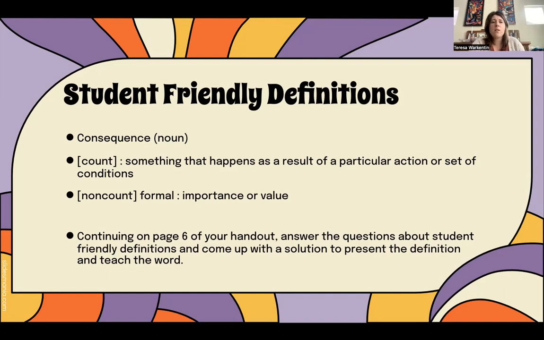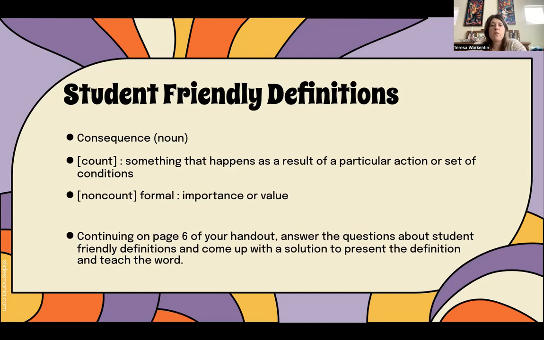So consequence, this is the dictionary definition from Google. It's a count noun: something that happens as a result of a particular action or set of conditions. Something could also have consequence, and that's a non-count noun, meaning to have importance or value. For example, she was a lady of consequence. Everyone respected her.